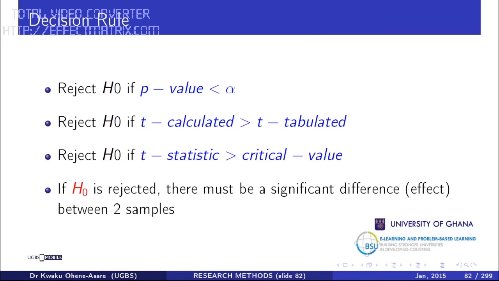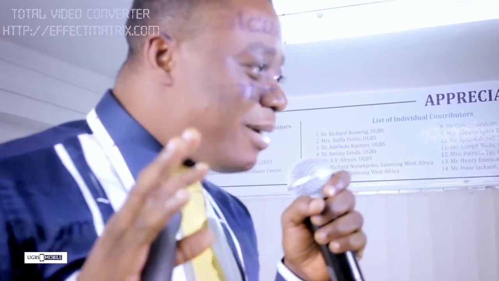Reject if the p-value is less than alpha. You also remember that. Who can remind us what the p-value was in simple language and what the alpha was?